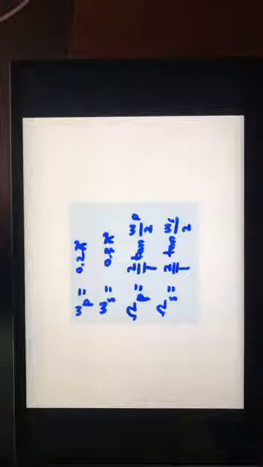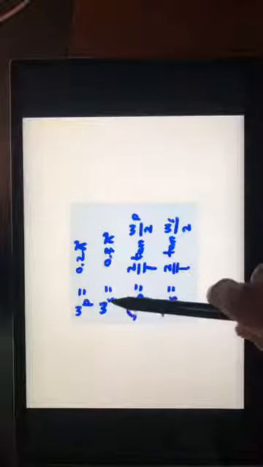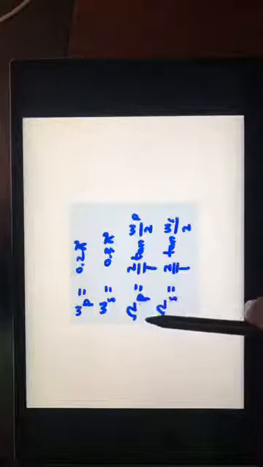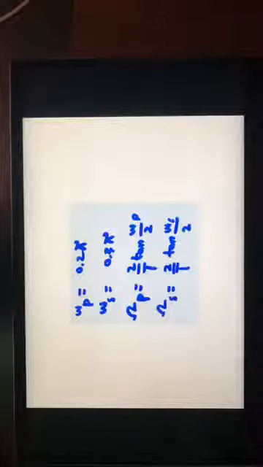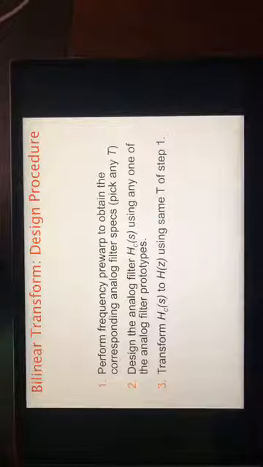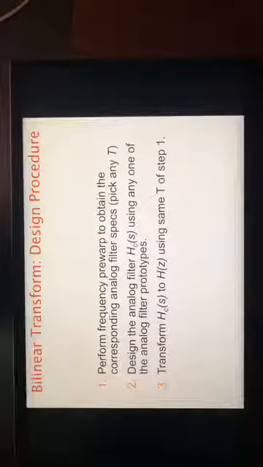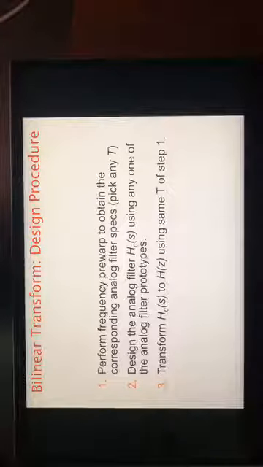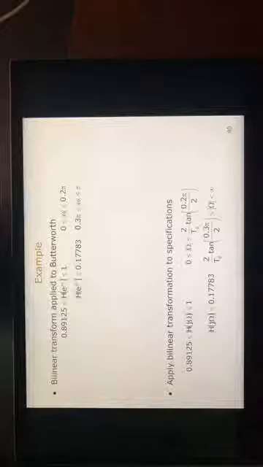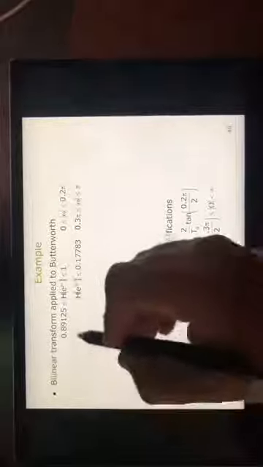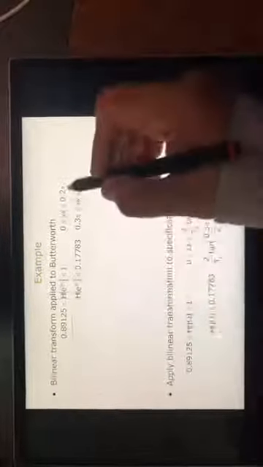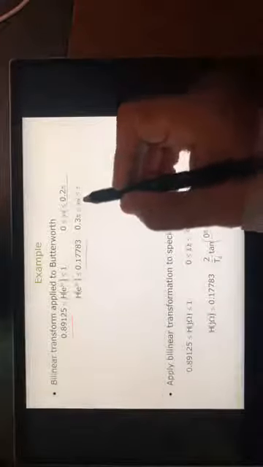So we have seen that once small omega p and small omega s are given, they are to be converted into capital omega p and capital omega s. Okay, and then primarily once you have converted them, and only then you apply the transformation.